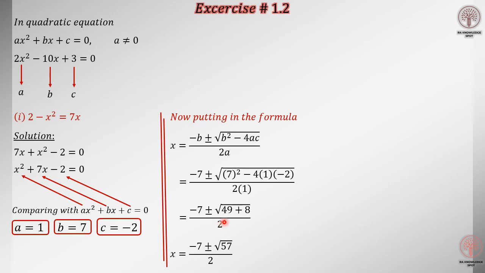After some more simplification, when you add these two numbers, you will get 57. And you know that 57 is a prime number. You can't solve it under the square root. So this is the final answer, or you can say this is the solution set of this question. So that was quite a simple question. As you can see, there's nothing difficult in this question.